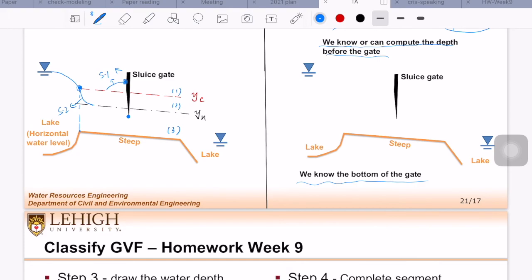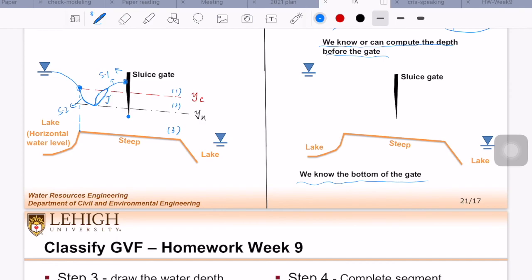So to link this water surface and this surface, there will be a hydraulic jump. And this hydraulic jump will cross the critical depth. So this is the hydraulic jump.